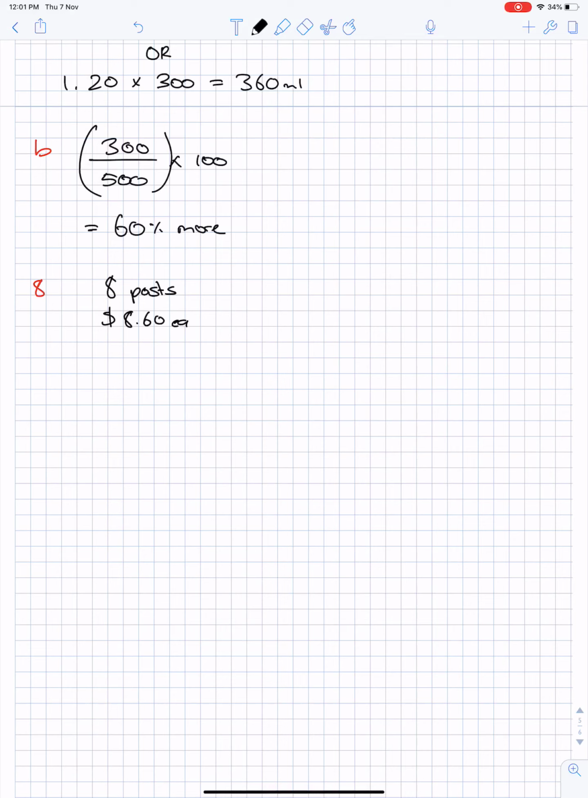And he needs 100 meters of wood, and it costs $2.34 per meter.